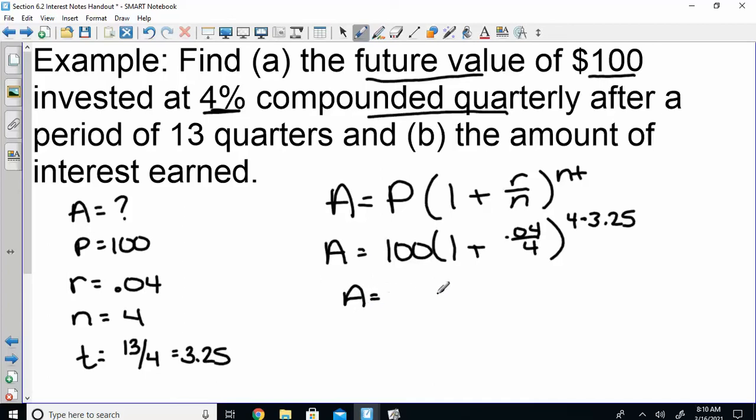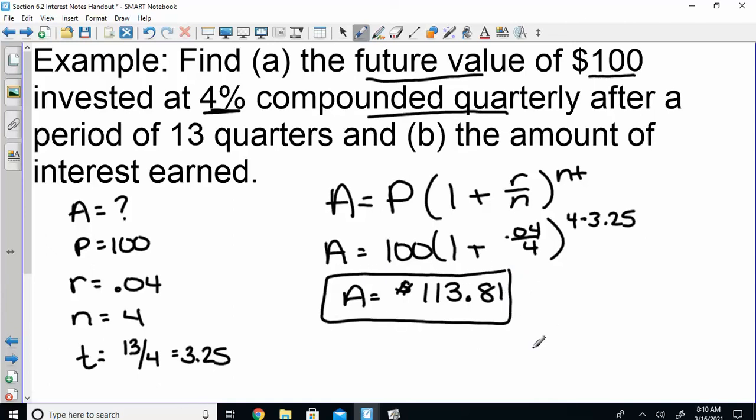Since this is money, how many decimal places should we round to? 2 decimal places. So I get 113.809, so it would be $113.81, which is a reasonable answer. If we're talking about interest, we should have more money at the end than we started with, so that is a good answer. So that's the first thing I asked for.